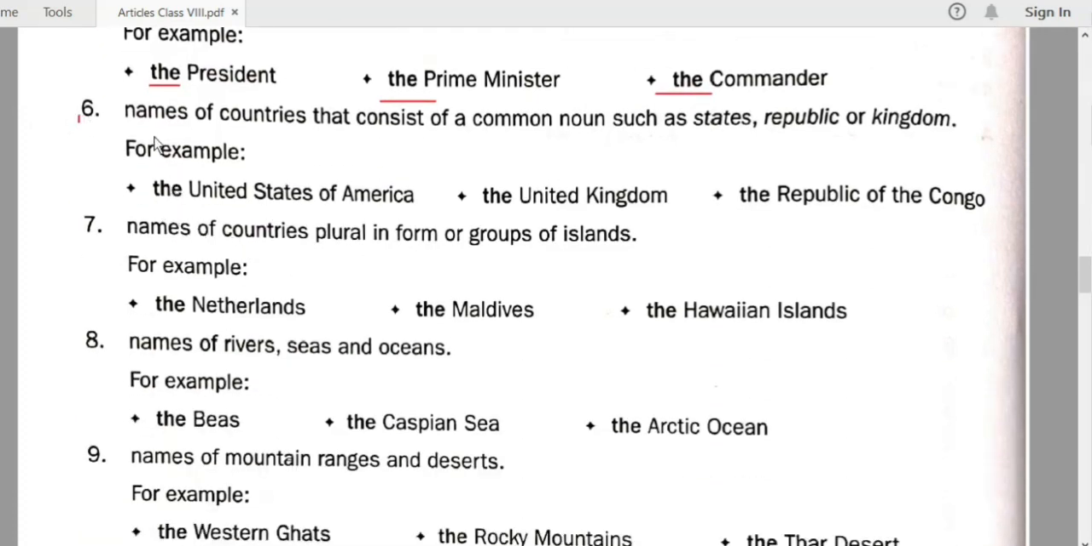In the next rule, names of countries that consist of a common noun such as states, republics or kingdom. For example, the United States of America, the United Kingdom, the Republic of the Congo. Next, names of countries plural in form or groups of islands. For examples, the Netherlands, the Maldives, the Hawaiian Islands.